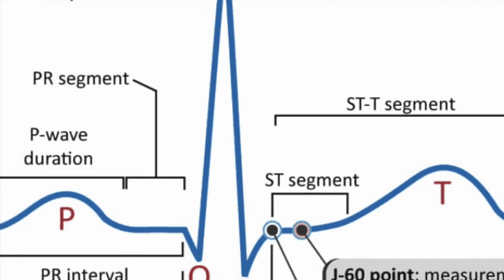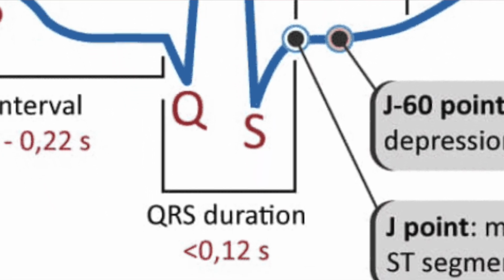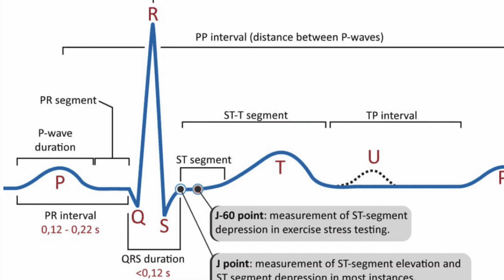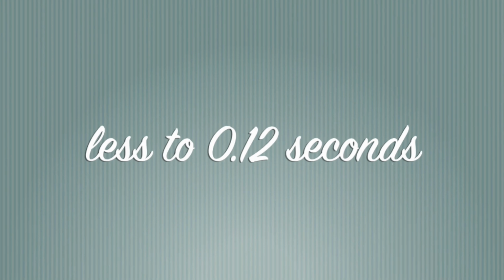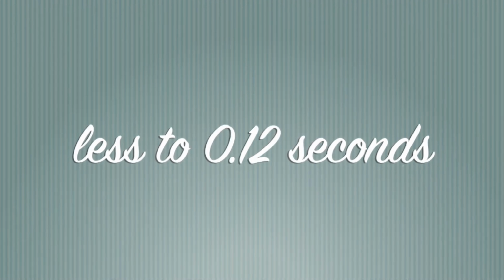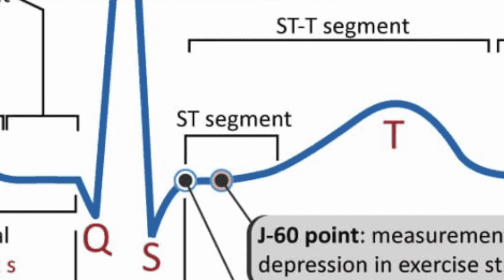The next one is the QRS complex. The QRS complex represents the depolarization of the ventricles. The normal time taken for the QRS complex is less than 0.12 seconds. Then the ST segment. The ST segment starts at the end of the S wave and ends at the beginning of the T wave. It represents the time between the depolarization and repolarization of the ventricle.